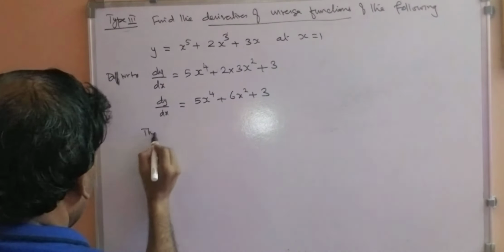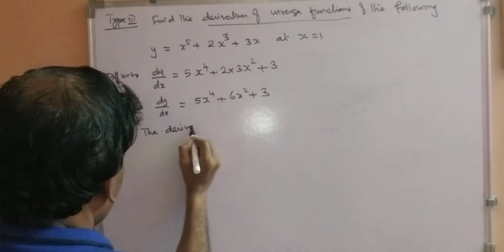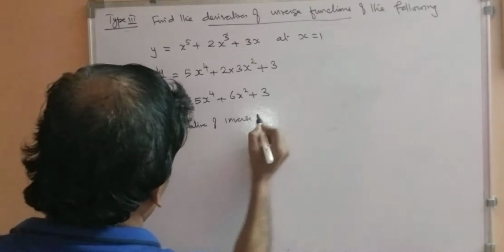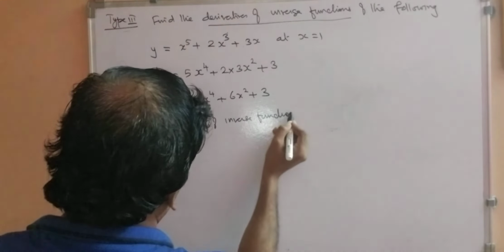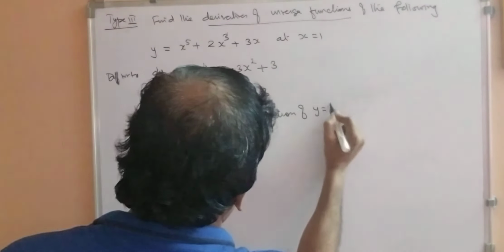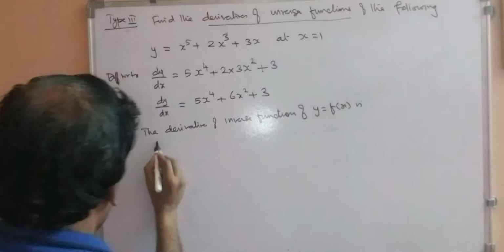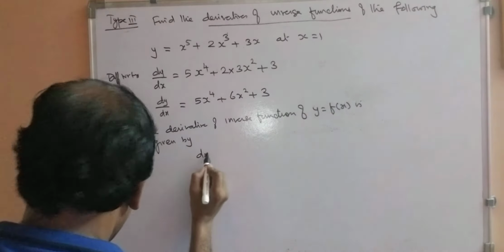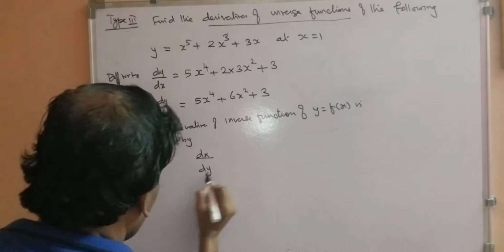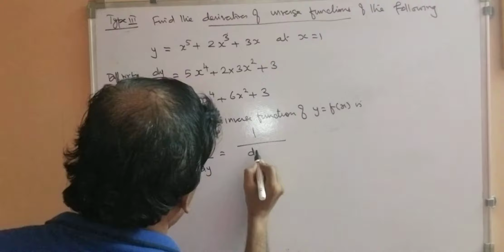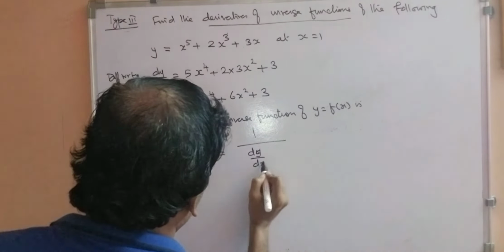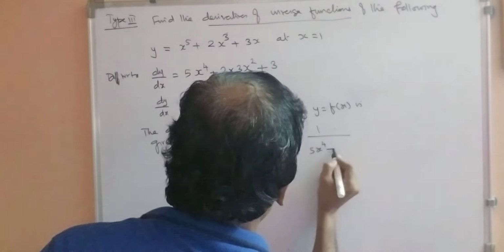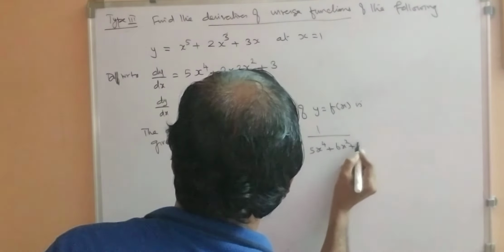Therefore, the derivative of inverse function of y equal to f of x is given by dx by dy equal to 1 upon dy by dx, is equal to 1 upon 5x to the power 4 plus 6x square plus 3.